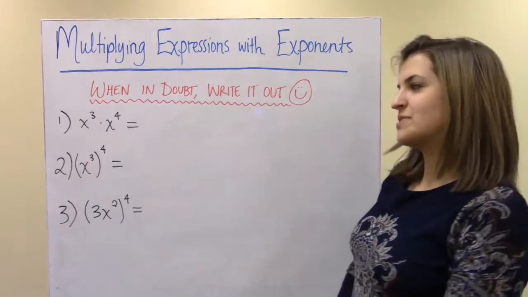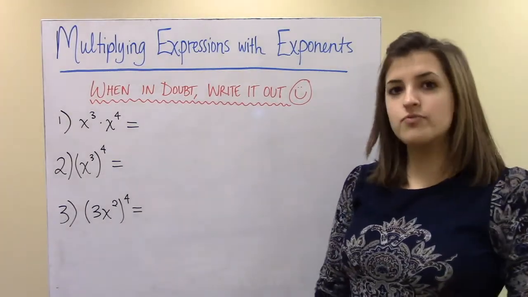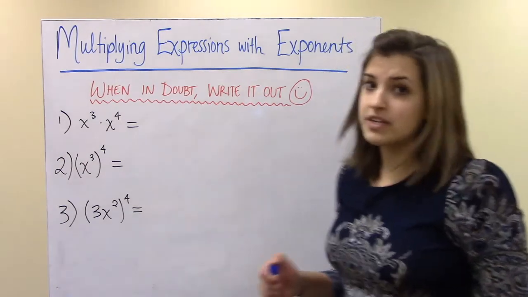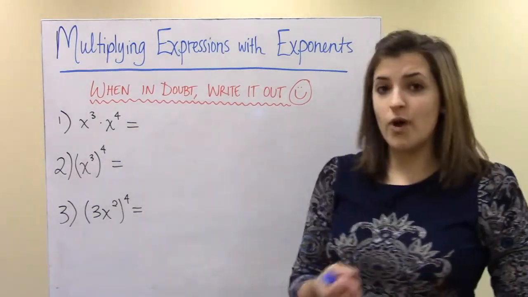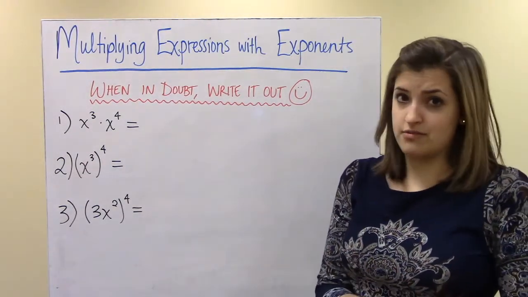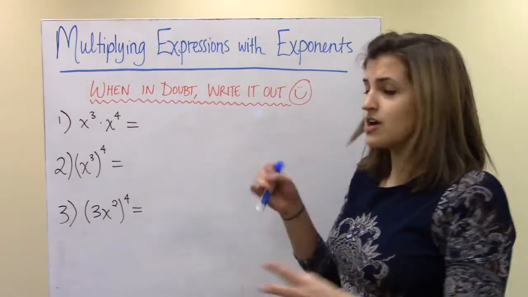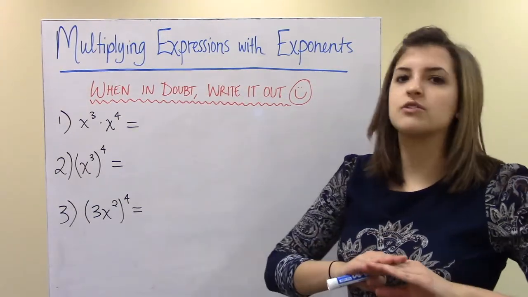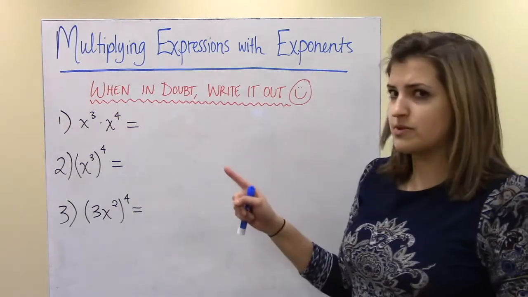Okay, let's jump into some examples. So there's one rule before we go into this that I want everybody to keep in mind. That is, when in doubt, write it out. So if you're unsure about an answer, write out your entire problem. So I'll show you what that looks like.